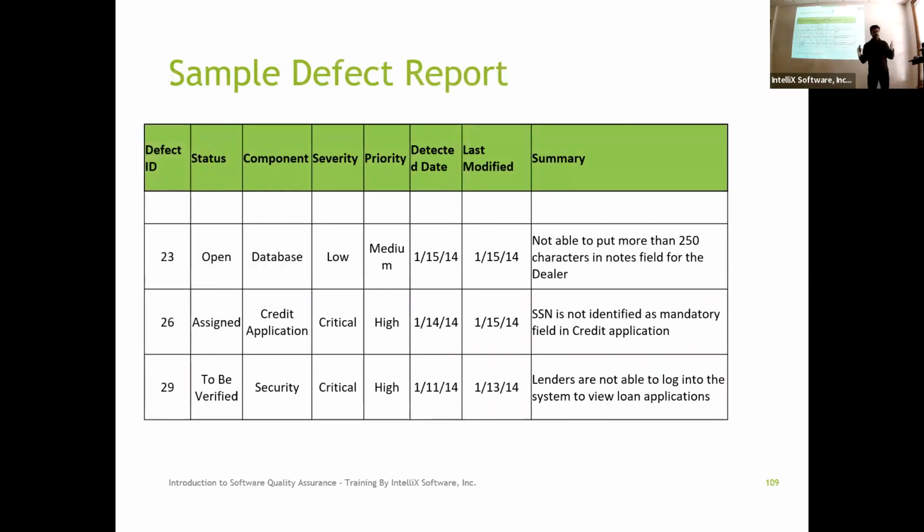Here is a sample example. I tried to minimize the fields so I can fit it into a slide, but it's a typical example, right? What is the defect status? What did it find? What kind of severity? What is the priority? When did I identify the defect versus when did I last touch it? And a little bit of description, right? So this gives me a view of where these things happened.